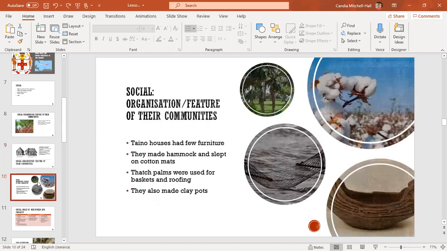Now, ladies, the next thing is that their houses had very little furniture. One of the furniture they had was the hammock, though not every house had a hammock. Some houses had a cotton mat, made from cotton or what we call thatch palm. Thatch palm was used to make baskets and also for the roof. The houses also had clay pots. You cook your food in clay pots, eat out of a clay pot, and store your food in a clay pot. So those were the few pieces of furniture. They didn't have much furniture like what we have today.